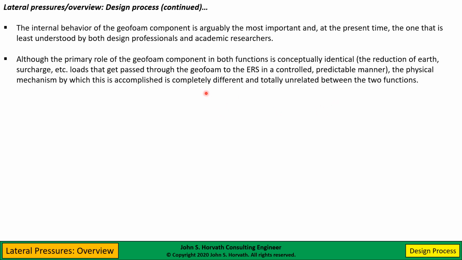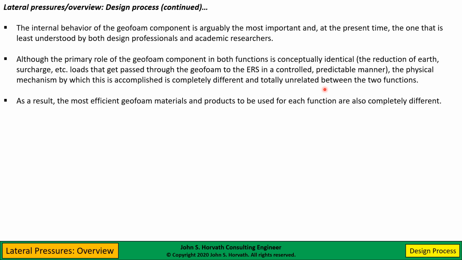Although the geofoam in both the compressible inclusion and lightweight fill functions is doing the same thing, reducing the various earth and surcharge loads that get passed through the geofoam to the earth retaining structure, and you want this to be done obviously in a controlled, predictable manner, the physical mechanisms by which this happens are totally different and unrelated. So the end result may be the same. A certain amount of load gets to the earth retaining structure, but how it gets there, what is happening geomechanically within the system, is as different as night and day between the two functions.